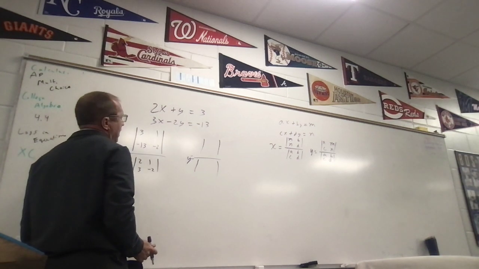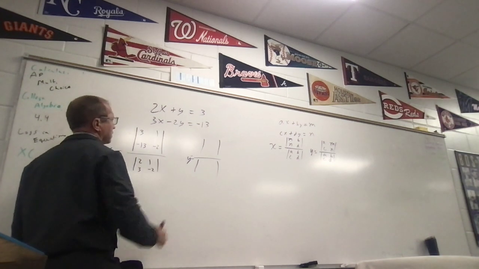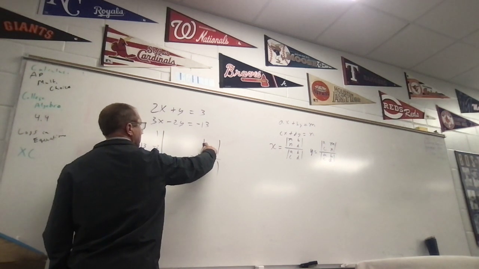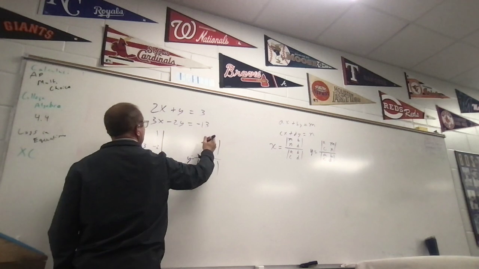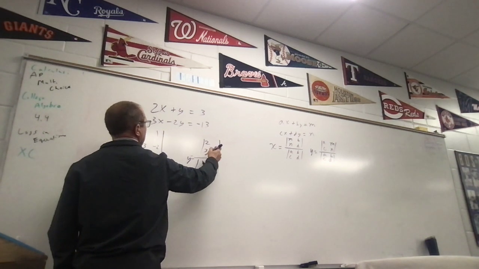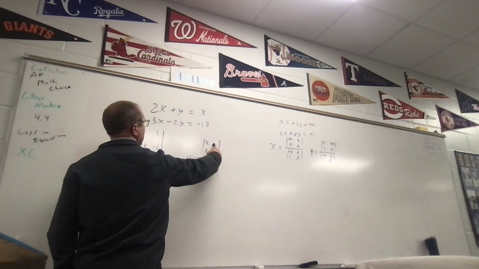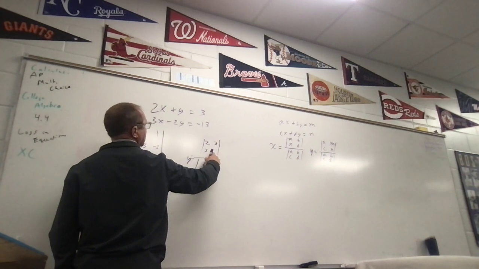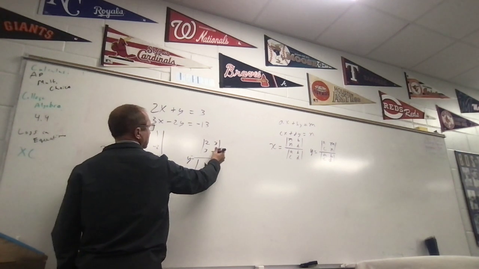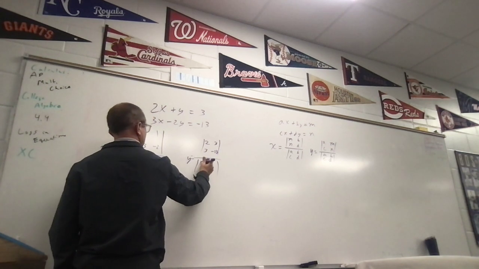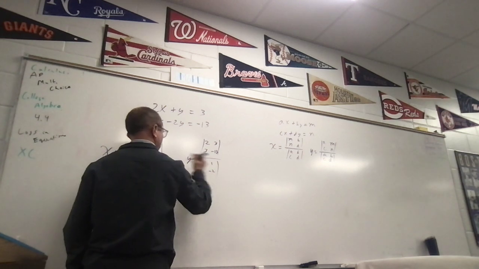All right, so A is 2. B, no, I'm sorry, C is 3. All right. And then M is 3, and N is negative 13, okay. And then 2, 3, 1, and negative 2.